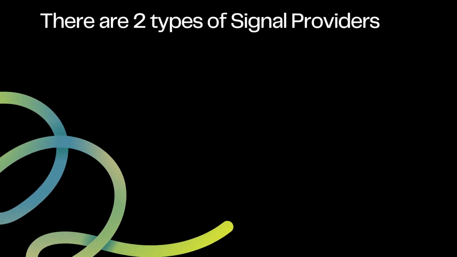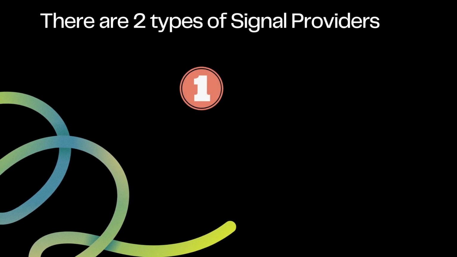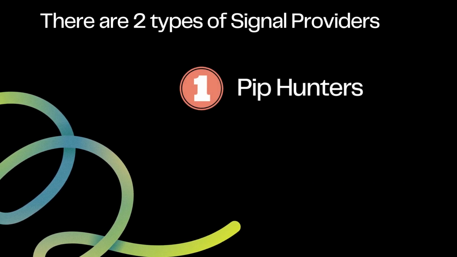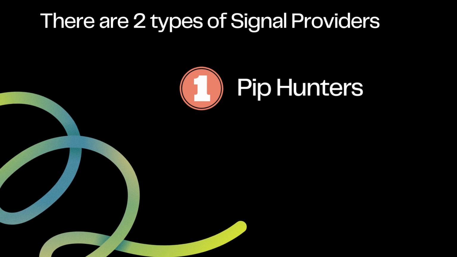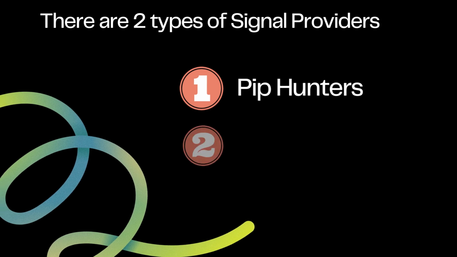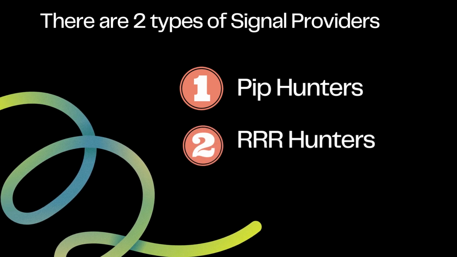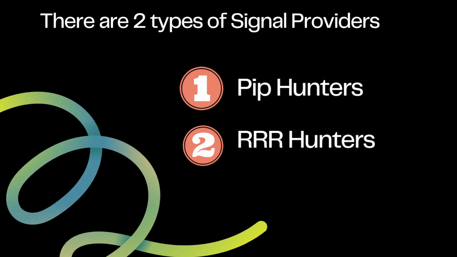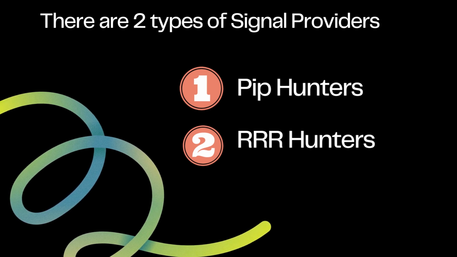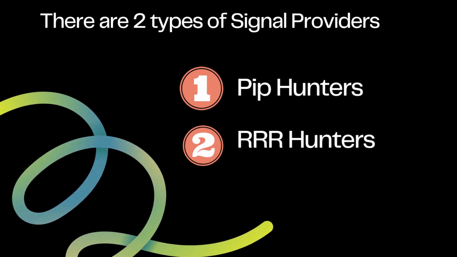There are two types of signal providers. The first one is pip hunters, who target the number of pips, and the second one is risk reward ratio hunters, who are mainly concentrating on the risk reward ratio rather than the pips.